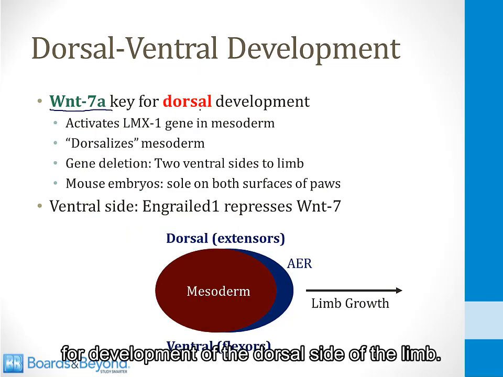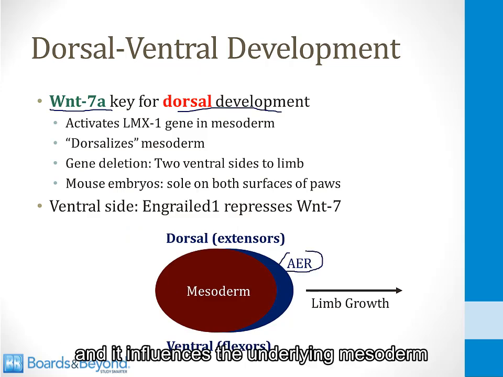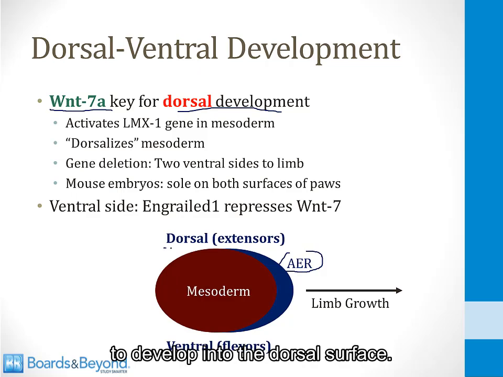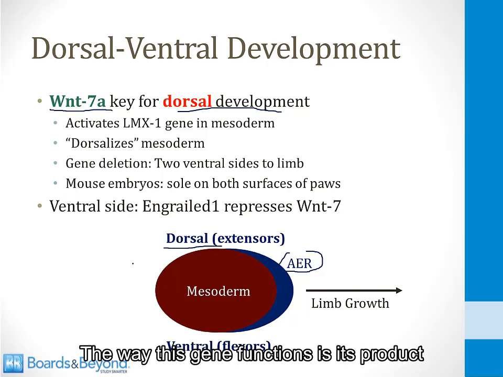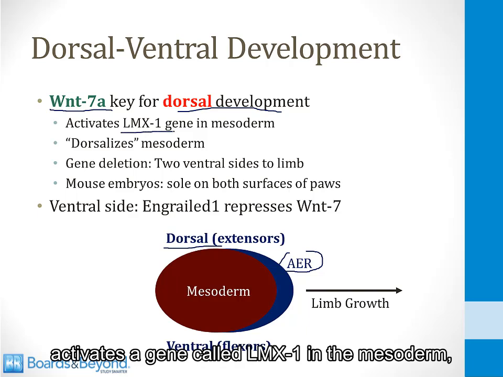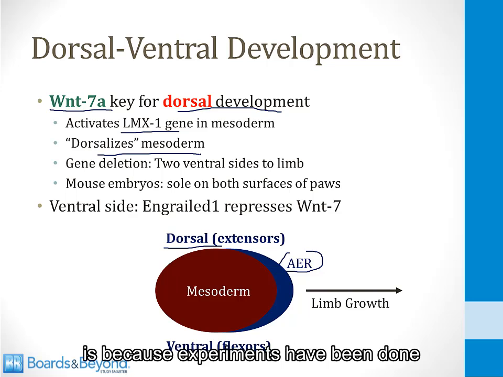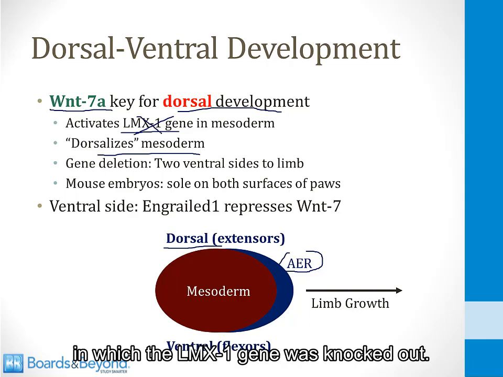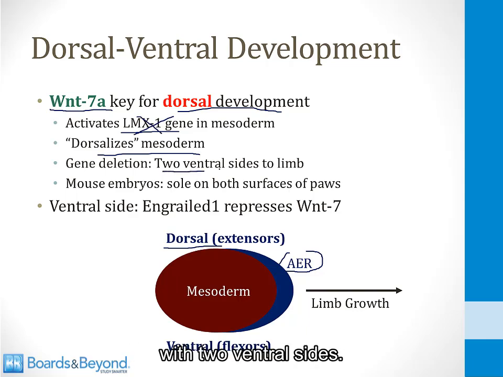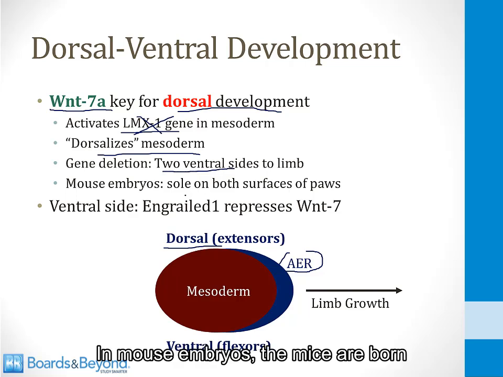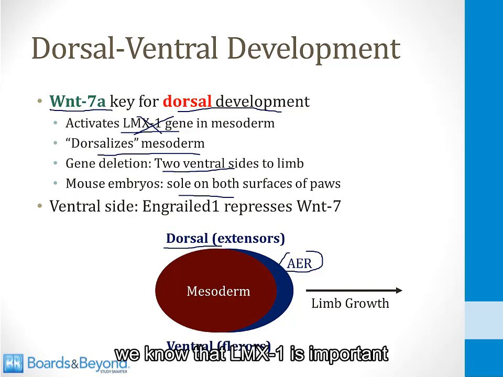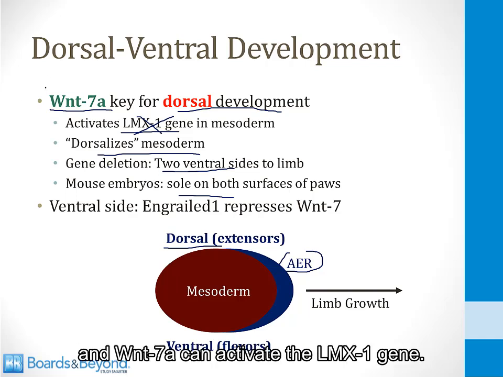WNT7A is the key gene for development of the dorsal side of the limb. This gene is active in the apical ectodermal ridge, and it influences the underlying mesoderm to develop into the dorsal surface. The way this gene functions is its product activates a gene called LMX1 in the mesoderm, and this dorsalizes the mesoderm. And the reason we know this is because experiments have been done in which the LMX1 gene was knocked out, and this leads to limbs that are produced with two ventral sides. In mouse embryos, the mice are born with soles on both surfaces of their paws. So because of these experiments, we know that LMX1 is important for dorsalizing one side of the growing limb, and WNT7A can activate the LMX1 gene.